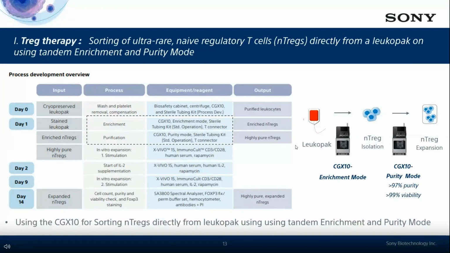These are then concentrated and reprocessed through the same manifold on the CGX10, since it's the same batch of cells, running a quicker purity sort to obtain highly purified Tregs. And then after resuspension in media, the cells are expanded for 2 weeks. At the end of that time, cell count, purity, and viability were checked, and the cells were also stained for FOXP3 and then analyzed on the SA3800 spectral analyzer.